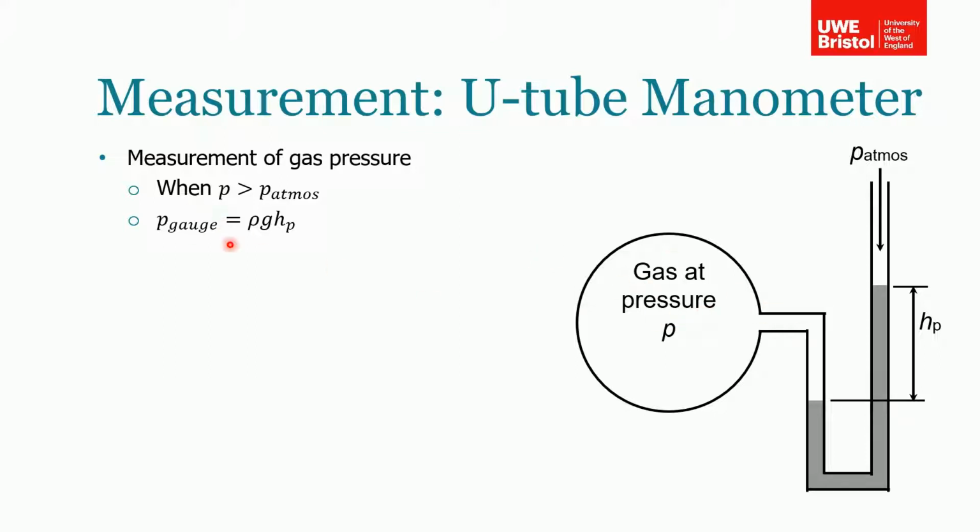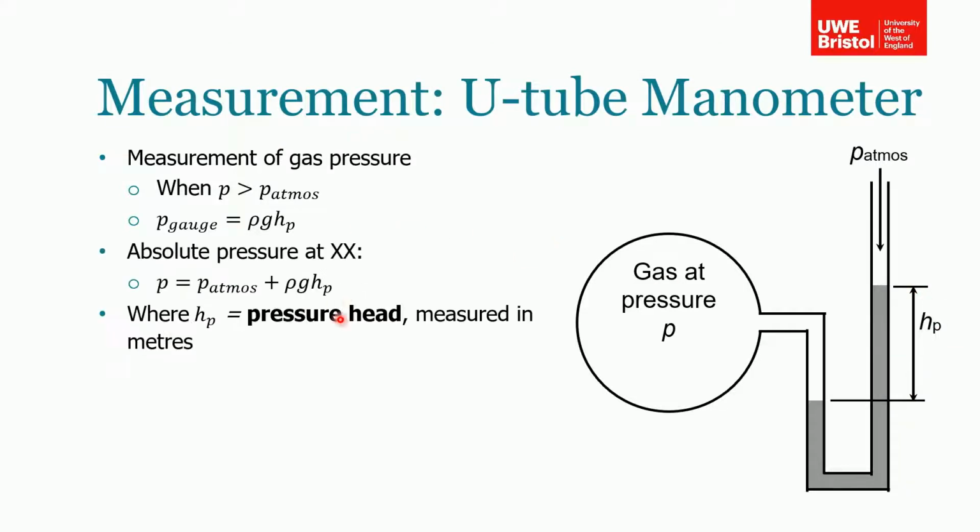How much it's above the atmosphere would be the gauge pressure, which is rho g h. So whatever this liquid happens to be in here, you get the density, times it by g and times it by the h here. Okay, and if you wanted to get the absolute pressure, then again you'd have to add on the atmospheric pressure to the gauge pressure. And again, this is a pressure head and measured in meters, and the pressure head and pressure terms are interchangeable.